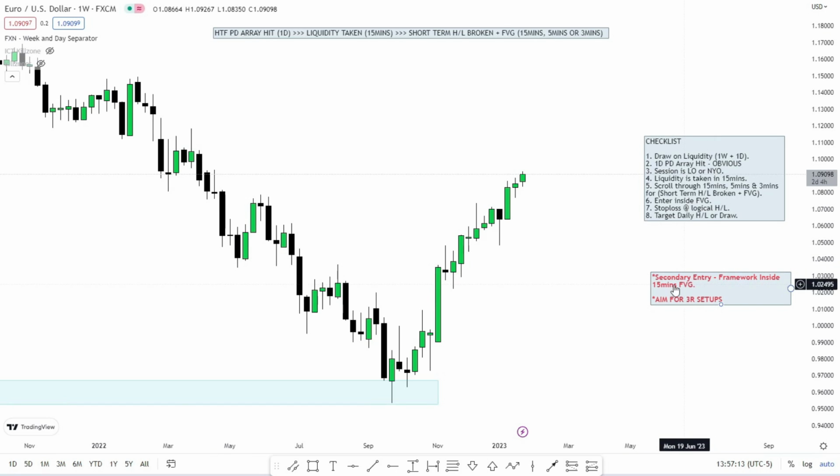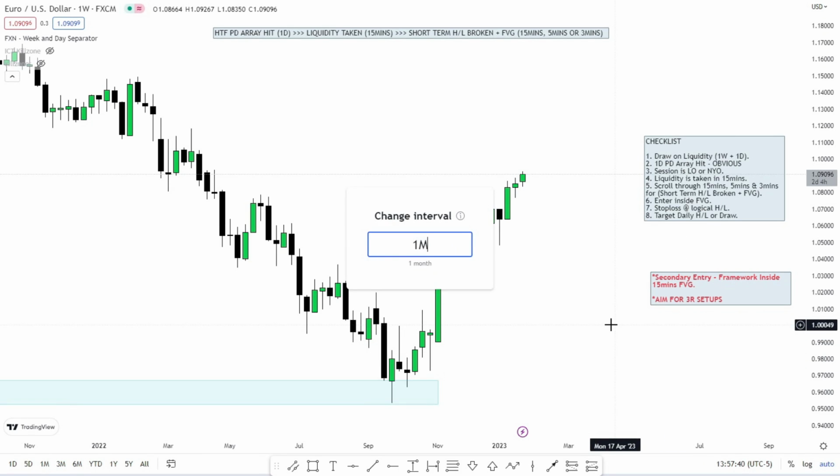A secondary entry can be taken maybe if the fair value gap in the 15 minutes formed and then you see it coming to retest. So maybe you can check the 3 minutes for a similar framework. Liquidity being taken, then breaking a short-term high or low, then you enter in the fair value gap. Very important, aim for 3R setups. This is very helpful in money management.